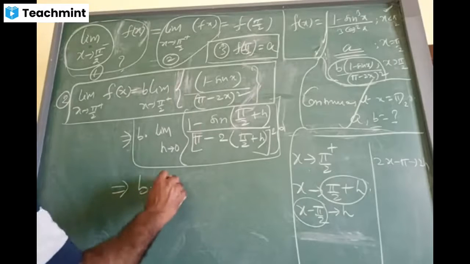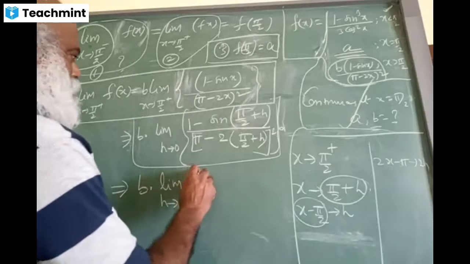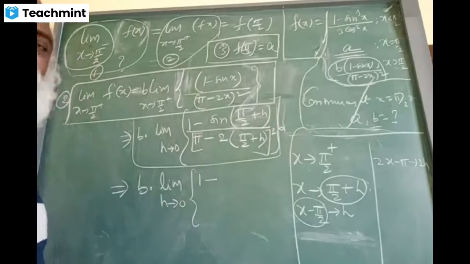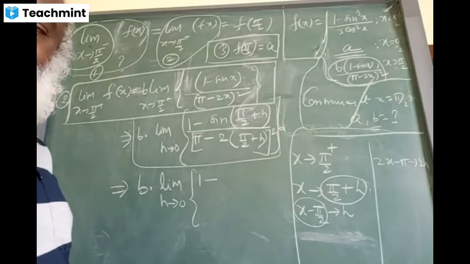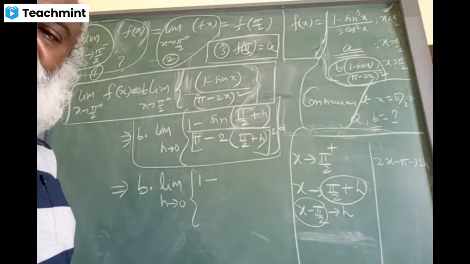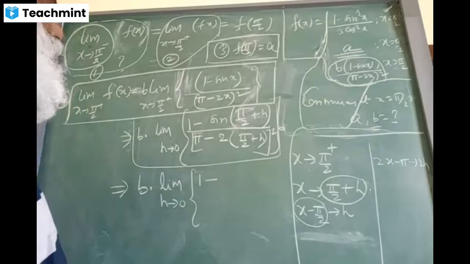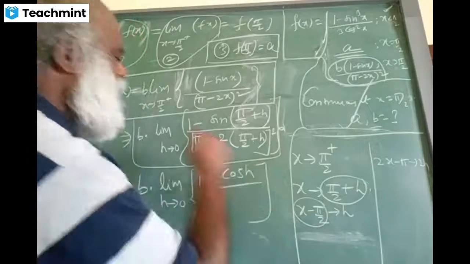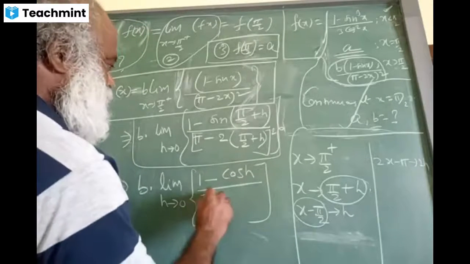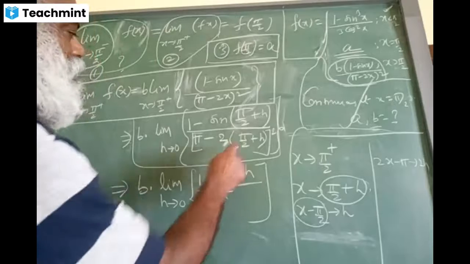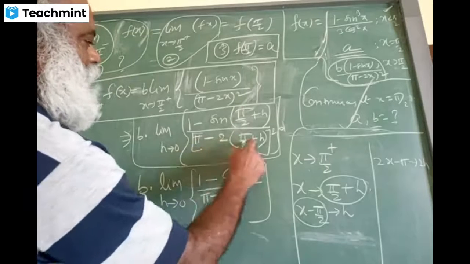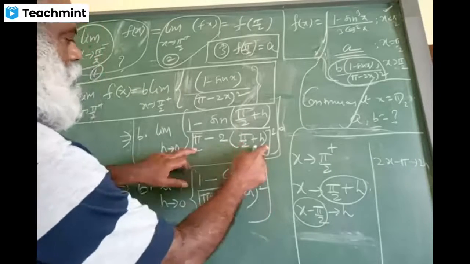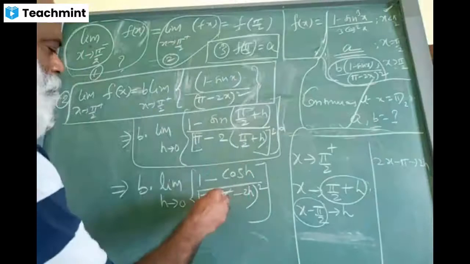Limit h tends to 0, 1 minus. Avantika, why are you quiet? Cos h, sir. Cos h. Okay, thank you, dear. Pi minus pi, since 2 into pi by 2 is pi, and minus 2h. Whole square, dear. Whole square. Is it okay? Pi cancels, dear.